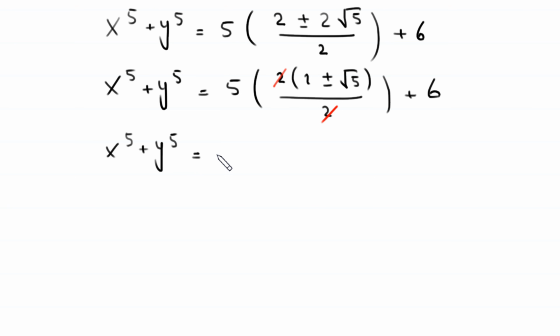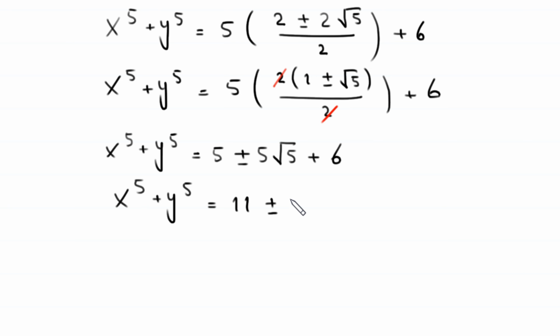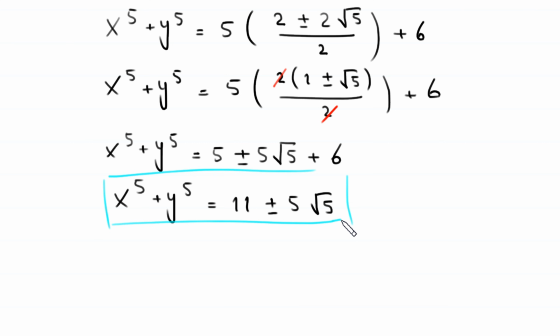5 times 1 will become 5, and 5 times plus minus root 5 is plus minus 5 times root 5, plus this 6. Next, x to the power 5 plus y to the power 5 is equal to 5 plus 6 will become 11 plus minus 5 times root 5. So from this case we get two solutions, 11 plus minus 5 times root 5.